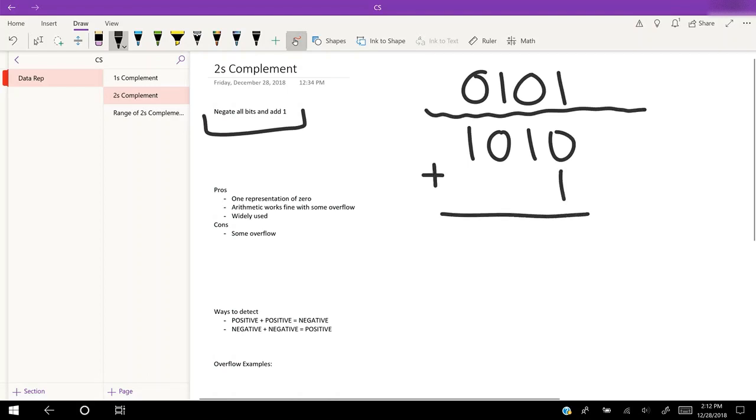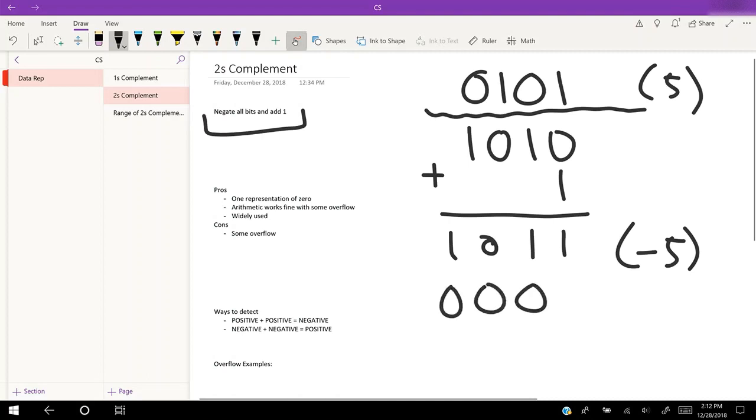I'm not going to go into the theory behind all this, but somehow that eradicates like 90% of the problems that one's complement has. So you end up at 1, 1, 0, 1. And this is our representation of -5 in two's complement, which is just another way to represent signed numbers. So the pros of this: there's only one representation of 0, and that's 0, 0, 0, 0.